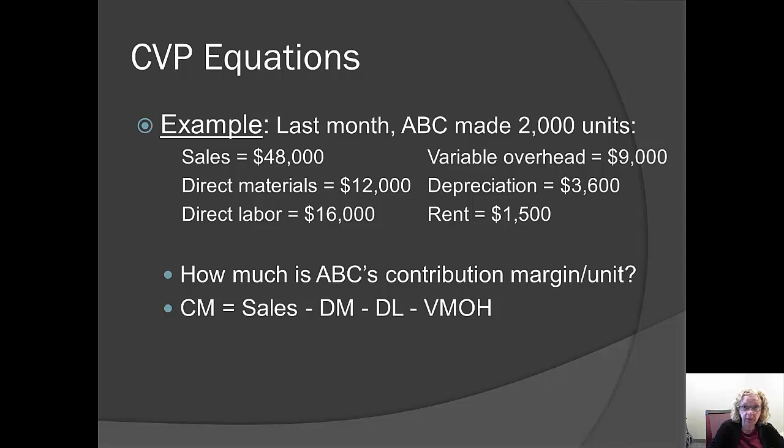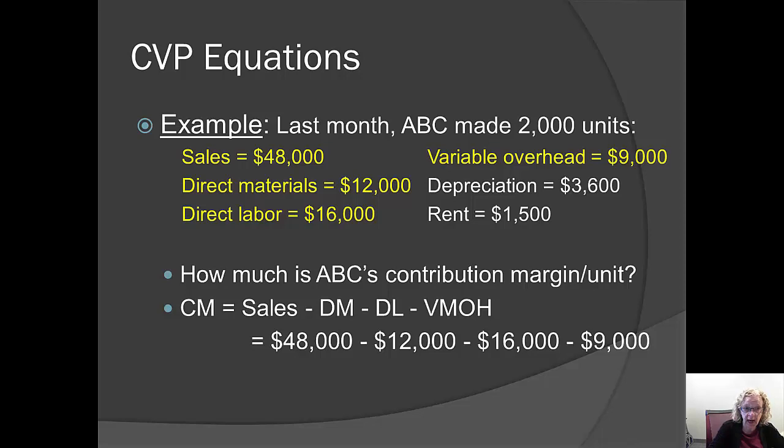Well, the formula for contribution margin is sales minus our materials and our labor and the variable portion of our overhead. In this particular case, our sales revenue is $48,000. We can subtract out our materials, our labor, and the variable portion of our overhead, and that tells us that our total contribution margin is $11,000.